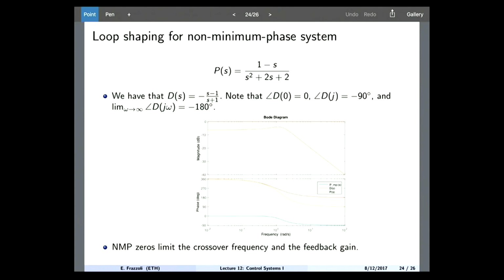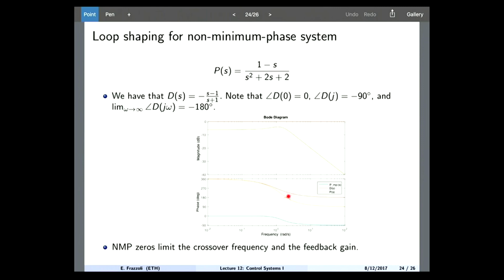Big problem. Okay, so what do you need to do to make sure that your closed loop system is not unstable? You see that the phase drops below negative 180 degrees at the frequency of, say, 20 radians per second.